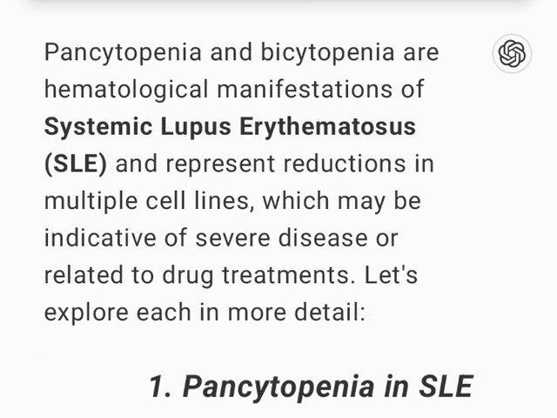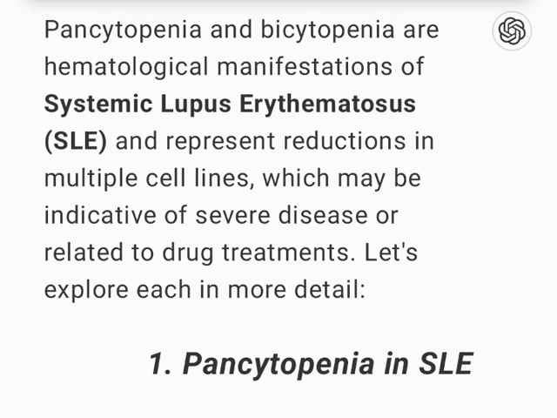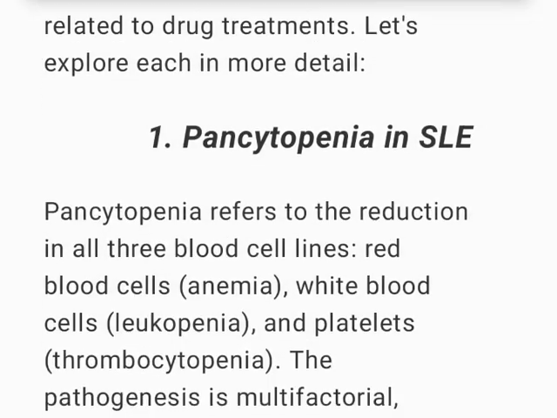Pancytopenia and bicytopenia are hematological manifestations of systemic lupus erythematosus, SLE, and represent reductions in multiple cell lines, which may be indicative of severe disease or related to drug treatments. Let's explore each in more detail.